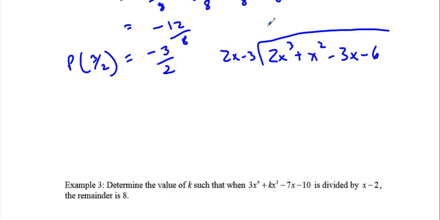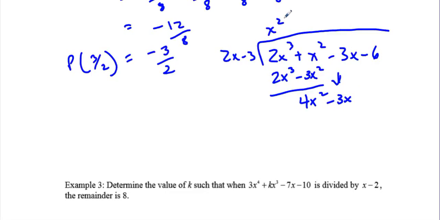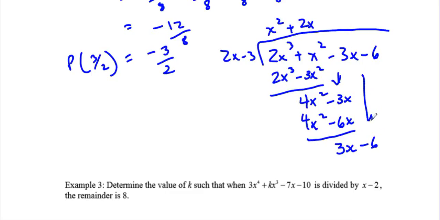So this is going to be x squared, 2x cubed minus 3x squared. When I subtract, I get 4x squared. Bring down the minus 3x, and you get plus 2x, which is 4x squared minus 6x. Subtract again, we get 3x. Bring down the minus 6.